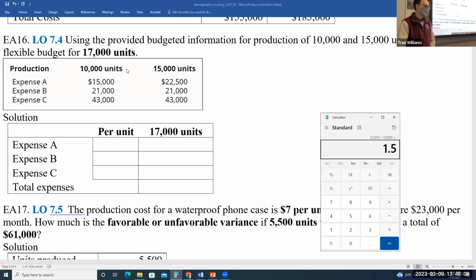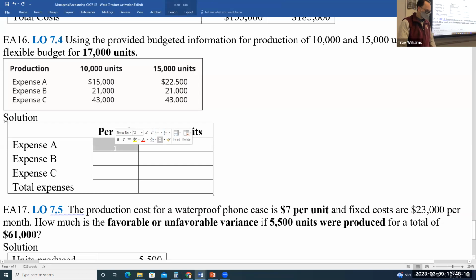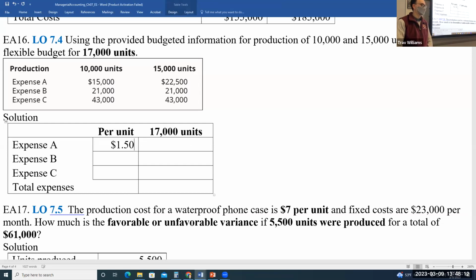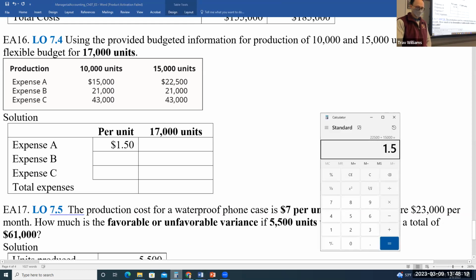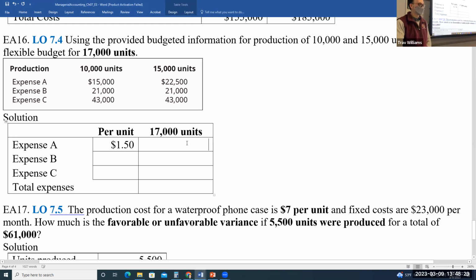So then we can put that right here. So then how do we get our total cost based on 17,000 units? Multiply by 17,000. And we get $25,500. Okay, does that make sense to everybody? All right, how about expense B?